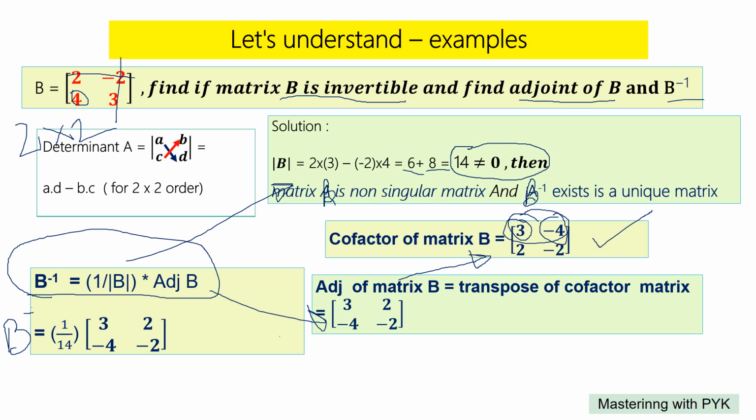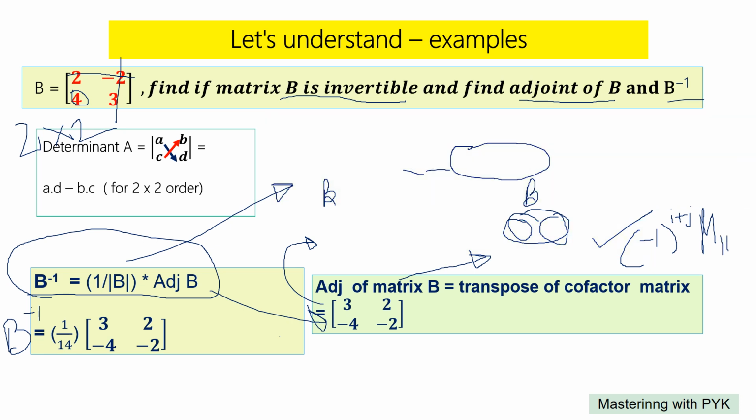B inverse is denoted by B raised to power minus 1, which is 1 upon 14 into the adjoint or the adjunct matrix B, which is nothing but the transpose of the cofactor matrix, right? We'll go to the cofactor matrix, and the cofactors are obtained by minus 1 raised to the power i plus j, and multiplied by the determinant of the matrix, right?